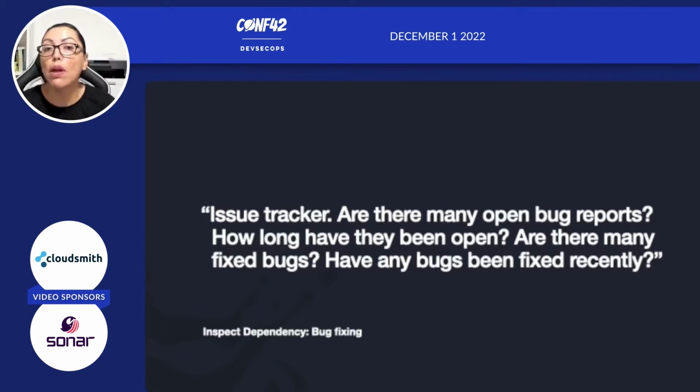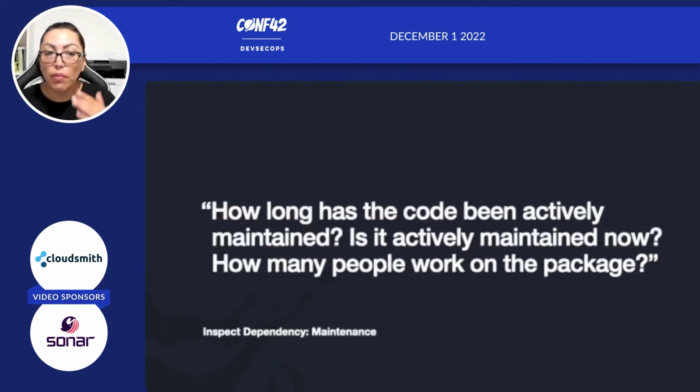You want to know all this if it's a critical dependency. Again, these questions are good for all dependencies, but are more important for your critical dependencies. How long has the code been actively maintained? This is towards maintenance. Look at the package commit history. How long has it been? If they have been maintained actively for an extended amount of time, they are more likely to continue to be maintained. And how many people are working in that package?